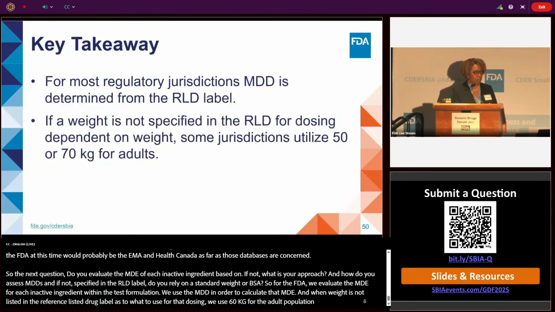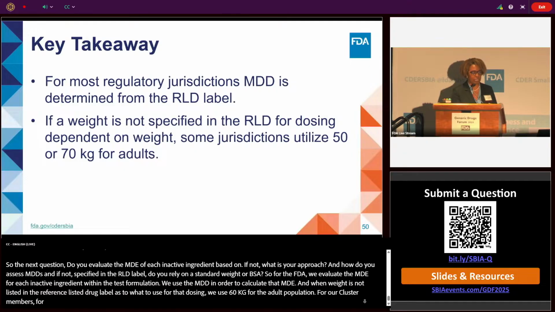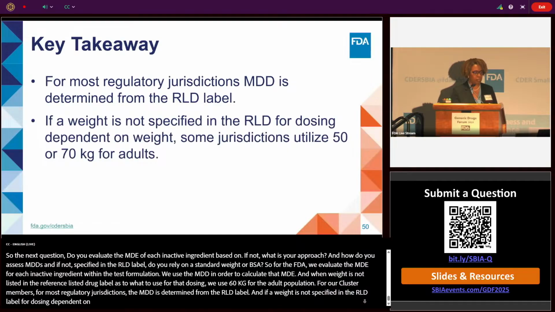For our cluster members, for most regulatory jurisdictions, the MDD is determined from the RLD label. And if a weight is not specified in the RLD label for dosing dependent on weight, some jurisdictions kind of fluctuate between utilizing 50 or 70 kg for adults.